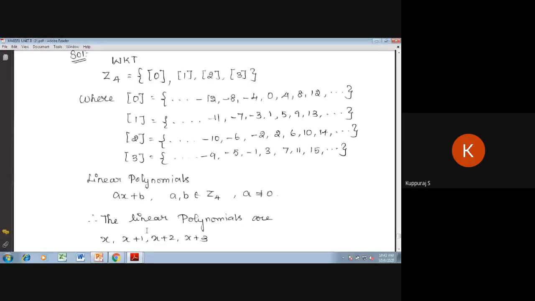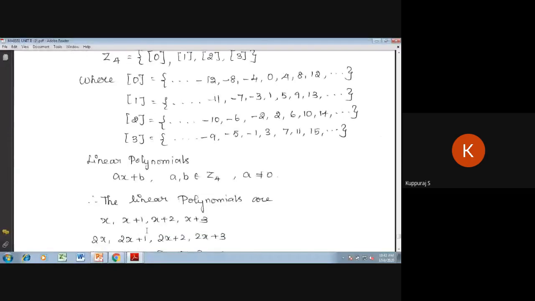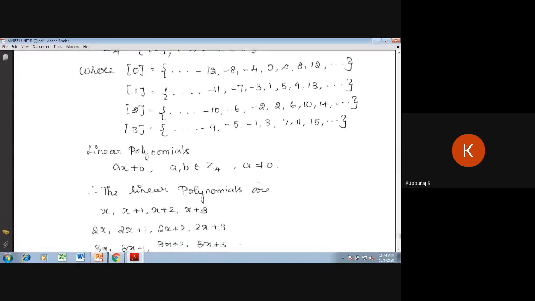Then putting a equal to 2, b equal to 0, that is 2x. Now putting a equal to 2, b equal to 1, so 2x plus 1. In the second row, we fix a as 2 and only change the b value. So putting b equal to 2, 2x plus 2. Then 2x plus 3.